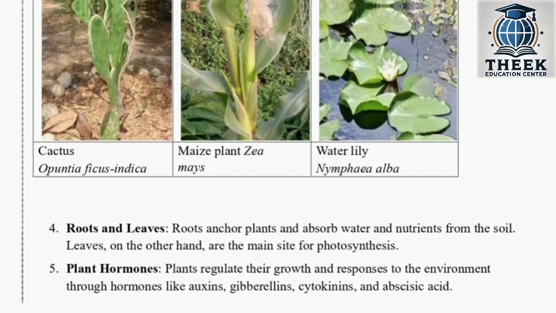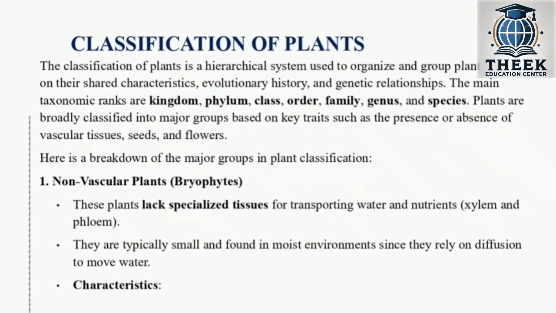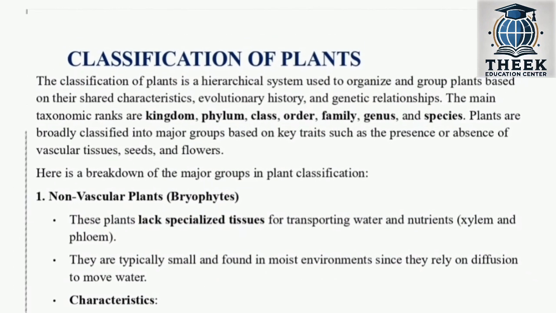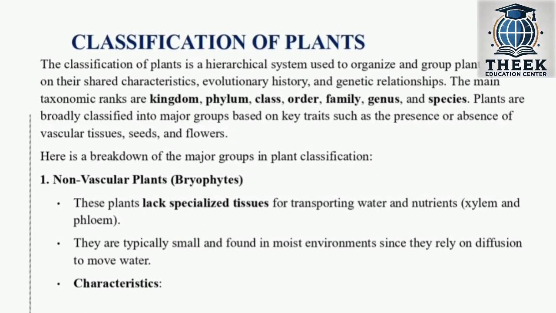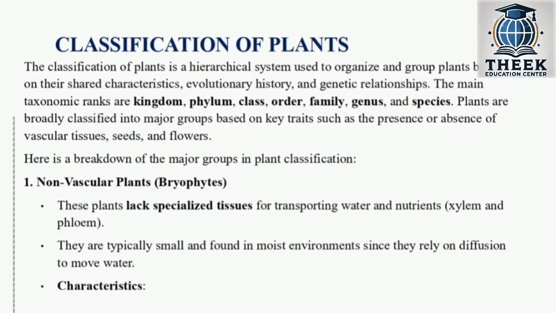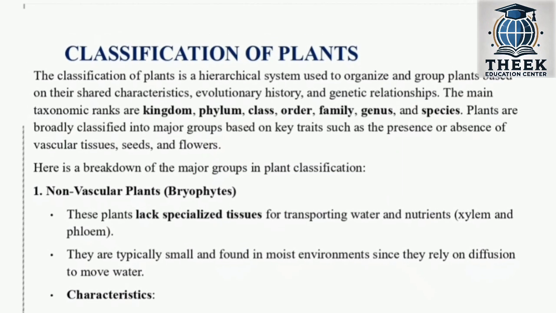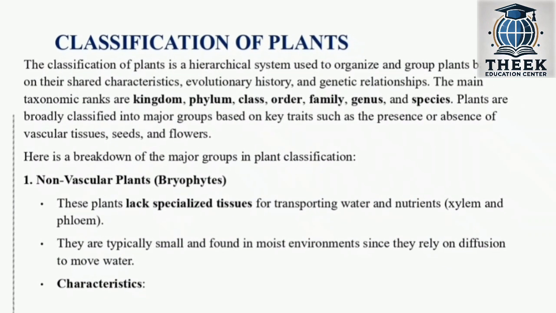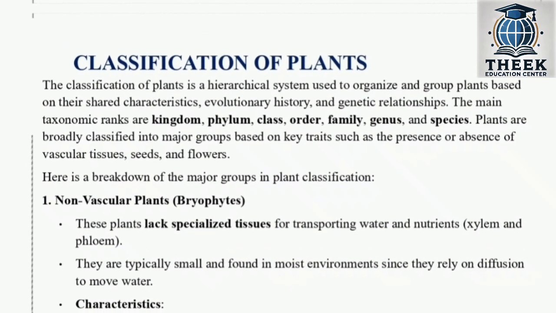Now, that's an overview about plants. Now, how are these plants classified? How can we classify plants? So let's look at the classification of plants. The classification of plants is a hierarchical system used to organize and group plants based on their shared characteristics, evolutionary history, and genetic relationships.